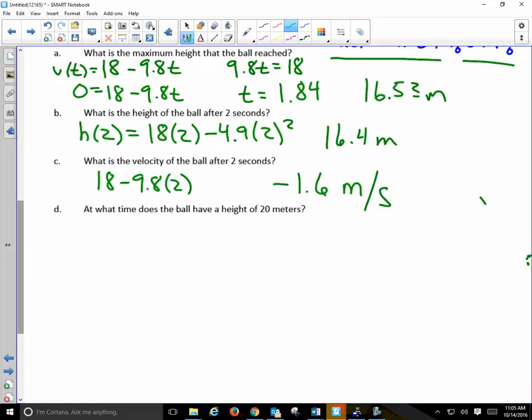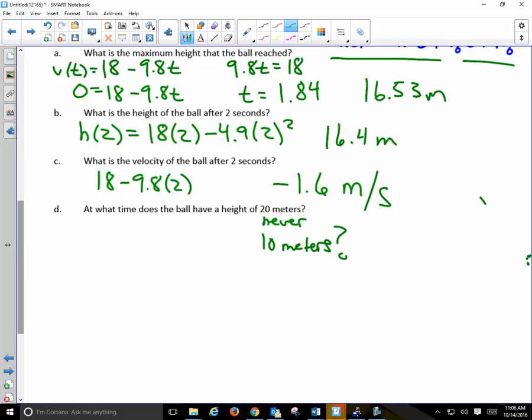Never. Why? The highest is 16.53. We took the time and we plugged it back into the original. No, that will be acceleration. Okay. Now, hold on.